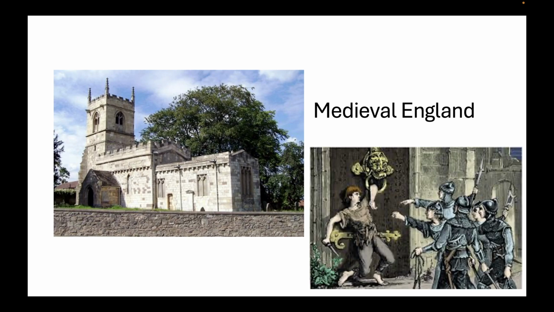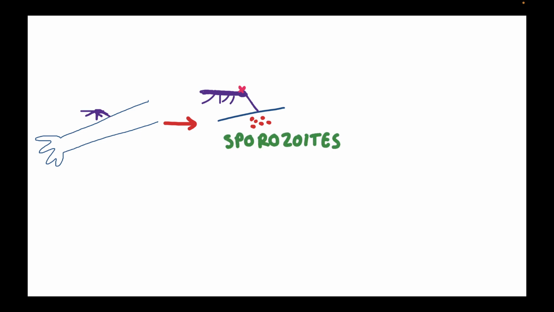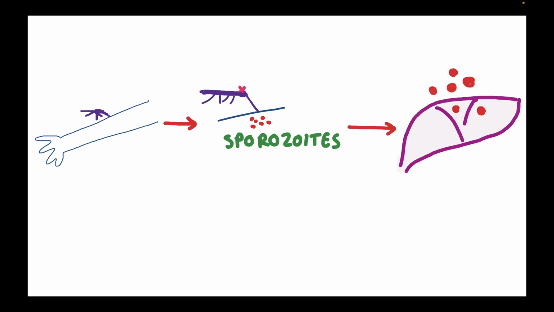And this kind of resembles what we're going to talk about, which is malaria. So let's say that someone got bitten by a mosquito, and this mosquito has to be a female. And it's like the Anopheles mosquito or something. And it releases these sporozoites. So they're called sporozoites, which are a form of Plasmodium parasite, which causes malaria. So these sporozoites go to the liver.